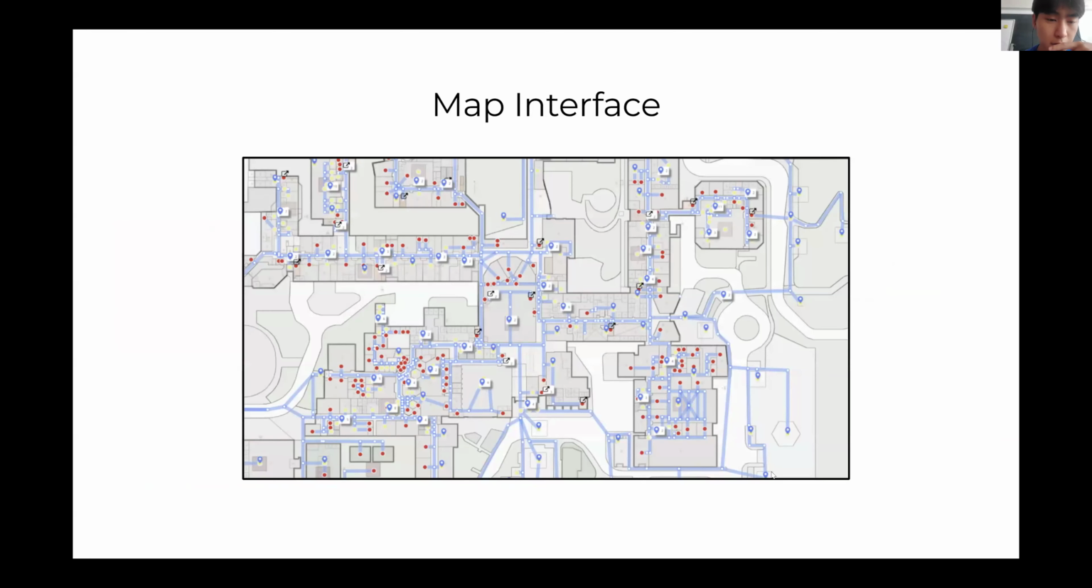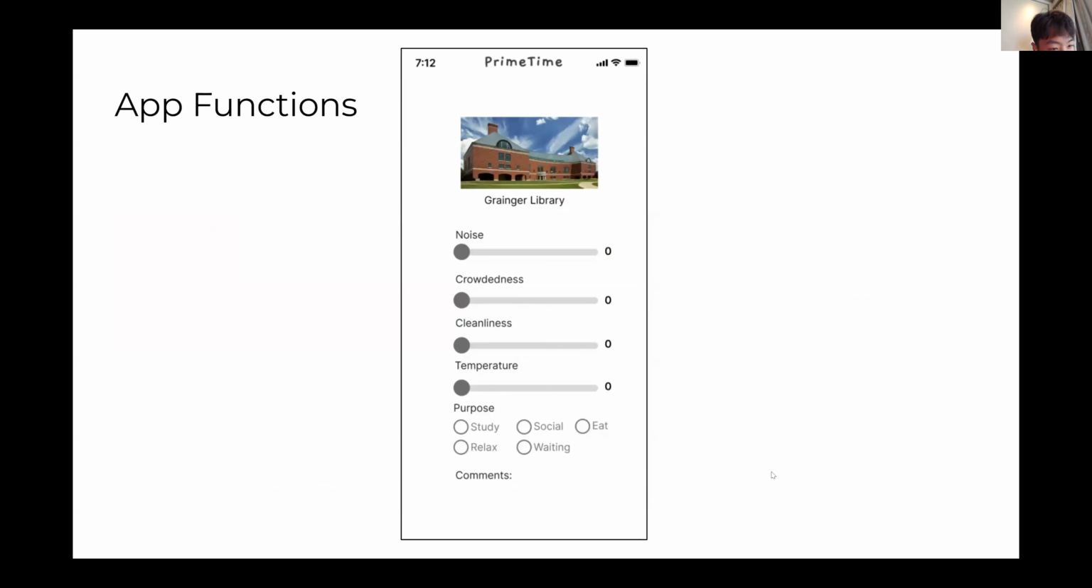So here's an example of our map interface. The blue lines indicate where people usually walk, and the red pins are where we would call the busy areas where people tend to be. And when you click on them, they bring you to the report page. Okay, so after clicking on a location, users interact with 4 sliders for measurable traits: noise, crowdedness, cleanliness, and temperature to help describe the location. Then they use the 5 radio buttons to identify the general purpose of the place.